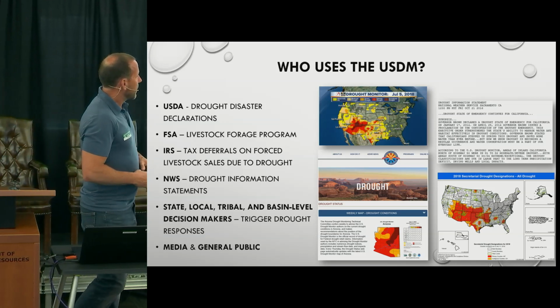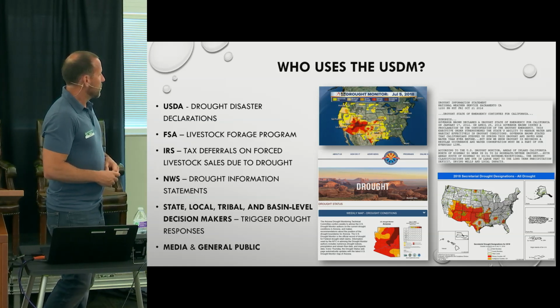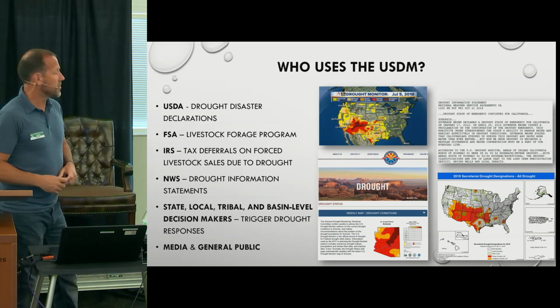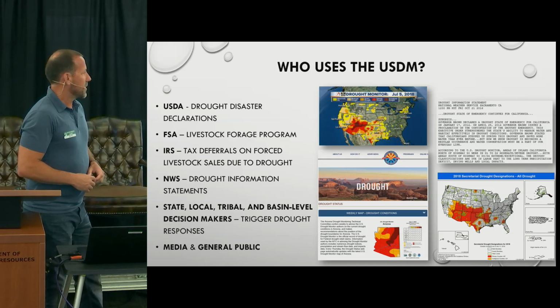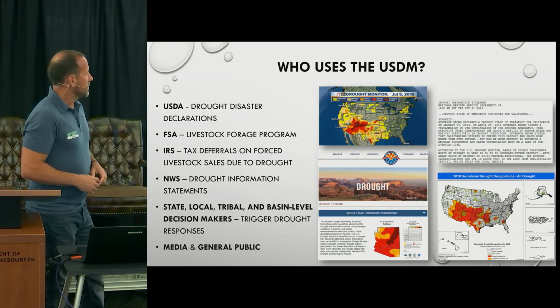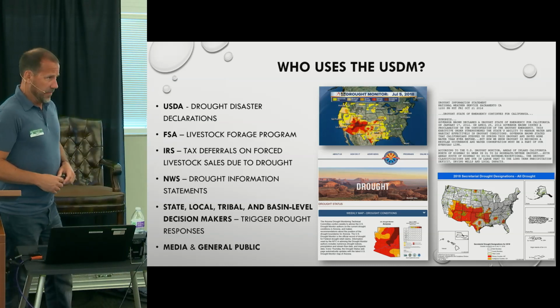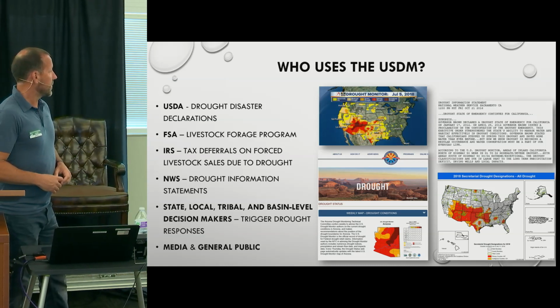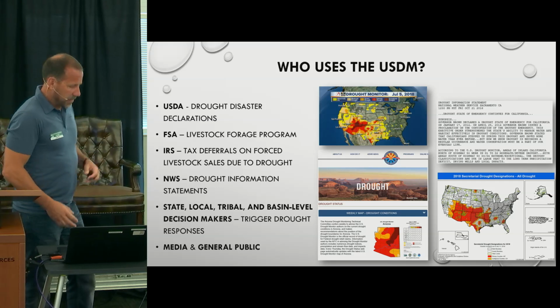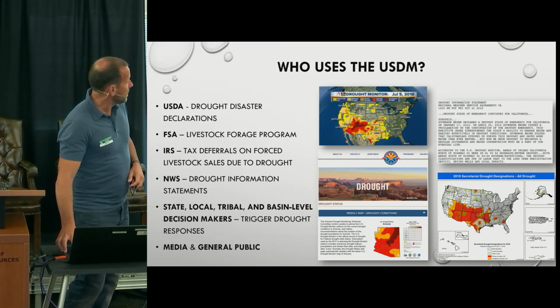It's also used by the IRS and National Weather Service through their drought information statements, as well as a whole variety of state, local, tribal, basin level decision makers as a trigger for drought, and also the media and the general public as well.